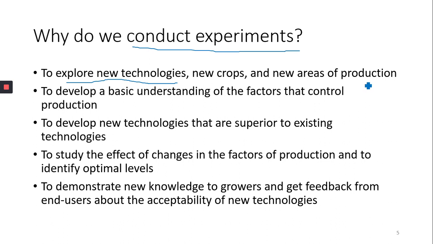So we can talk of experimental design in environmental science, in agriculture, in industry. You see, most successful industries are those that are involved in a number of experiments. So the industrial revolution coincided basically with a lot of advances in technology. And we can't talk of an advancement in technology if we don't bring in the concept of experimentation. So experiments are also conducted to develop a basic understanding of the factors that control production.